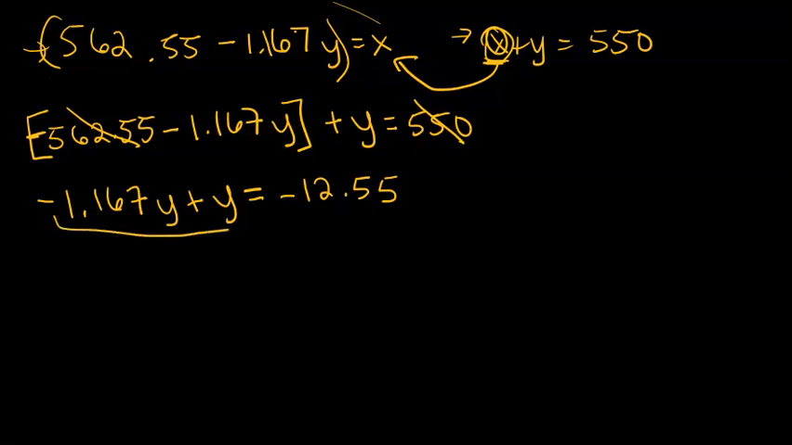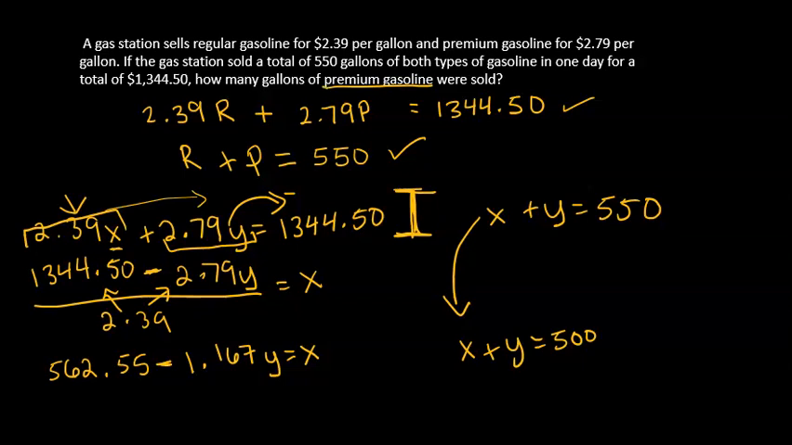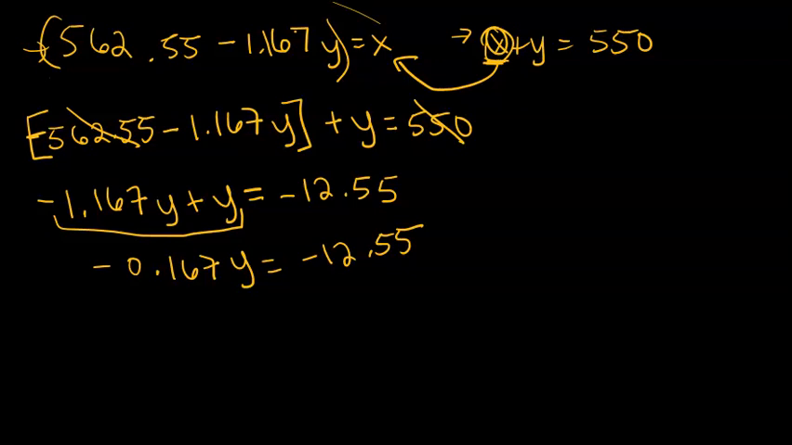And then I'm going to take these guys, I'm going to put them together. It's a negative and a positive, which makes it negative 0.167y. I just subtracted it, or you can say I added it with a negative sign, equals negative 12.55. I'm getting very, very close to what I need because originally, if we went back, it's asking how many gallons of premium gas. Premium was P. We assigned the letter y to the letter P, which means all we have to do now is isolate y.